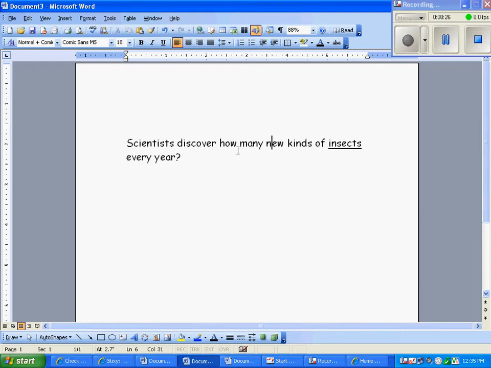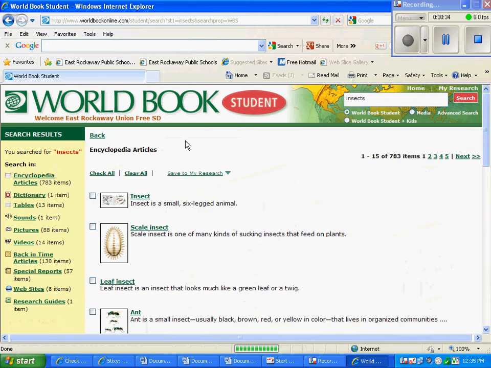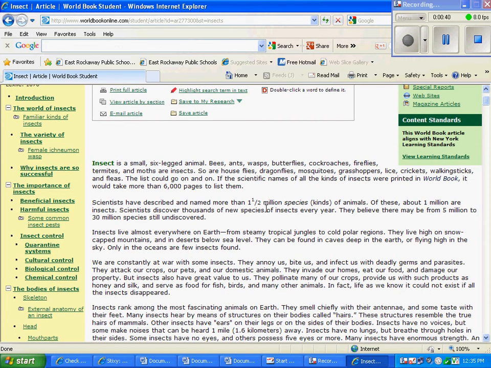So our answer is going to be in the form of a number. So let's take a look. Type insects into this toolbar. Click on the insect hyperlink. And then I'm going to scan.